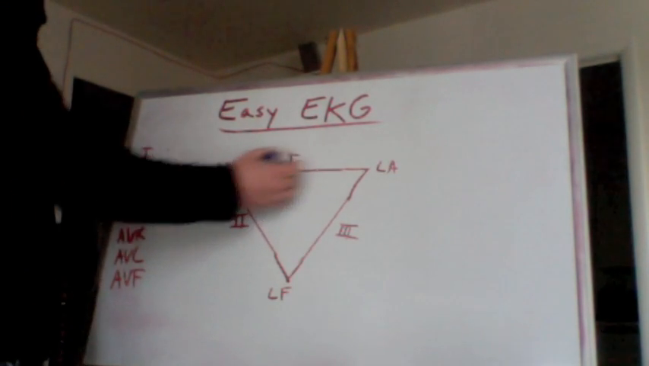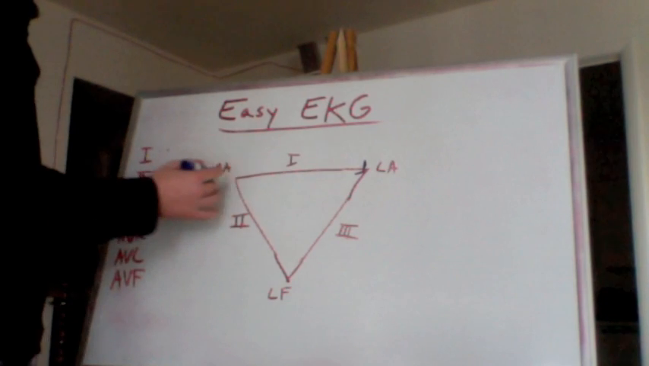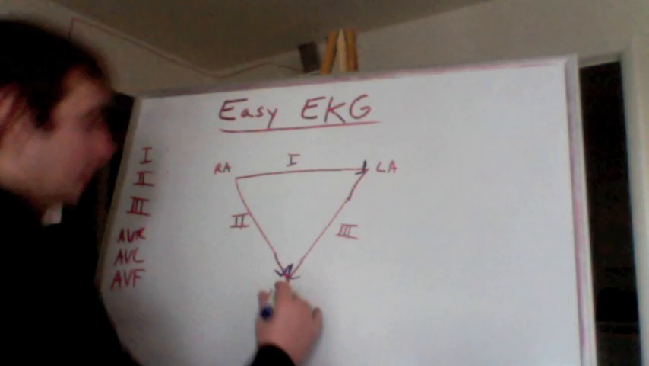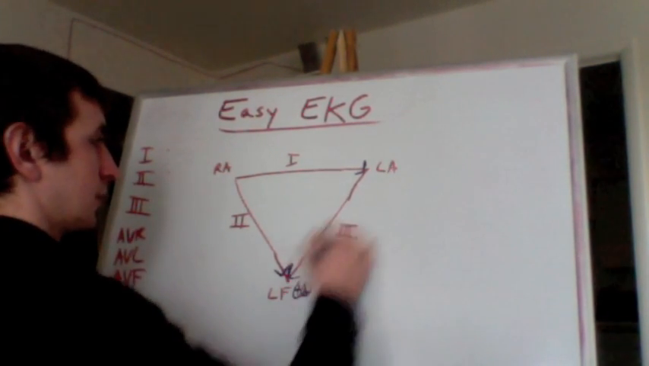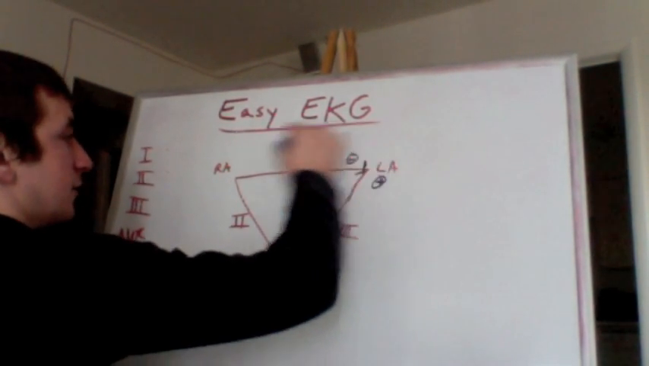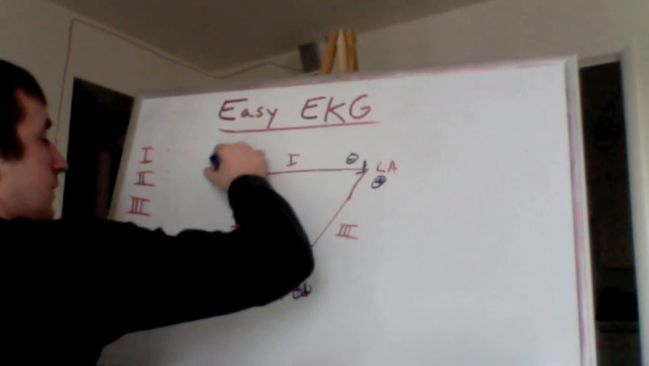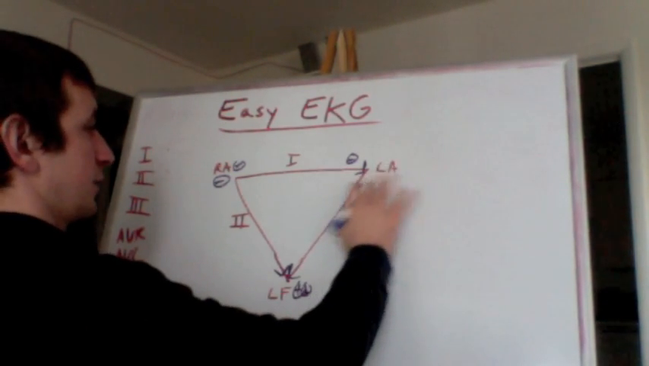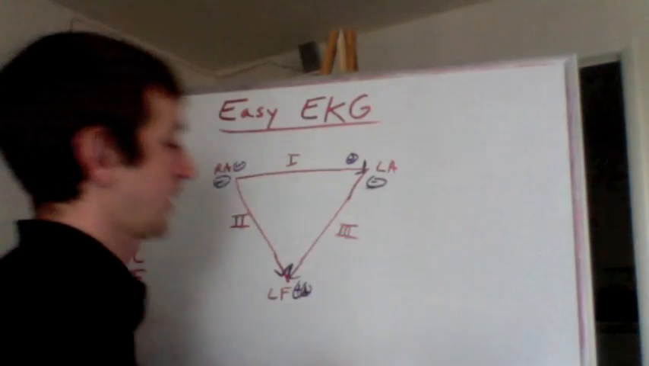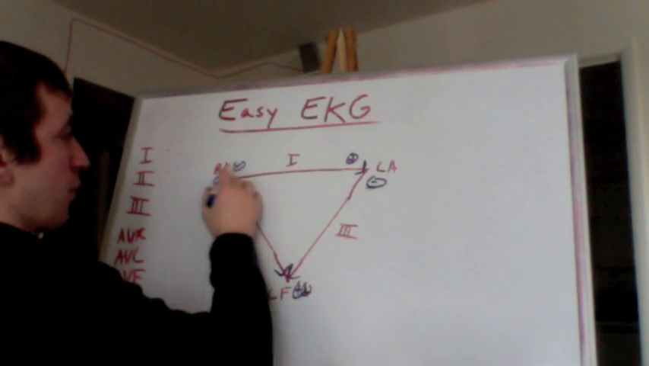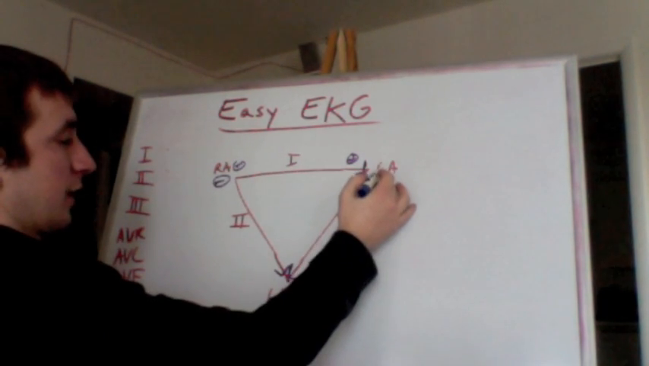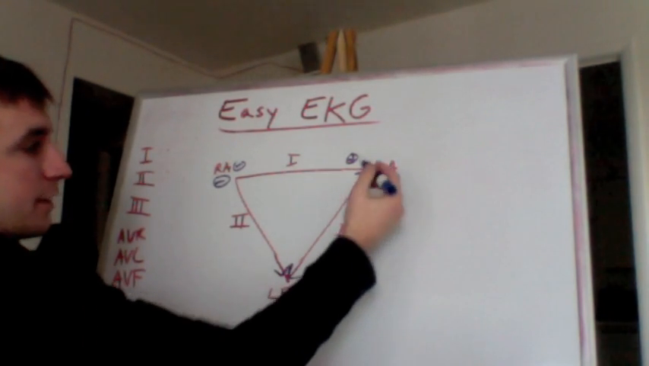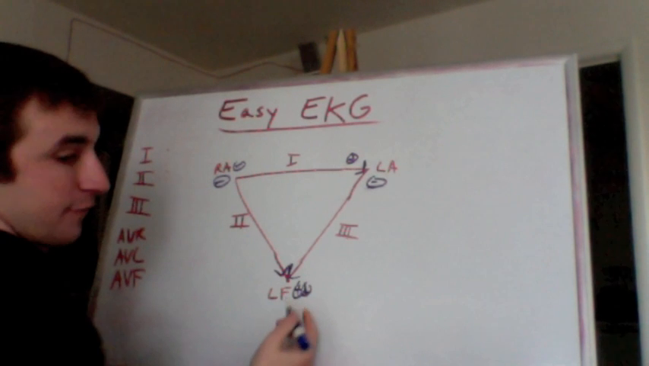So remember, lead 1 pointed towards the left arm, right? Lead 2 pointing towards the left foot, and lead 3 pointed towards the left foot as well. I switched these around. This should be negative, and this should be positive, okay? So, because remember, lead 1 points from the negative part of the right arm to the positive part of the left arm. Lead 2 points from the negative part of the right arm to the positive part of the left foot, and lead 3 points from the negative part of the left arm to the positive part of the left foot, okay?